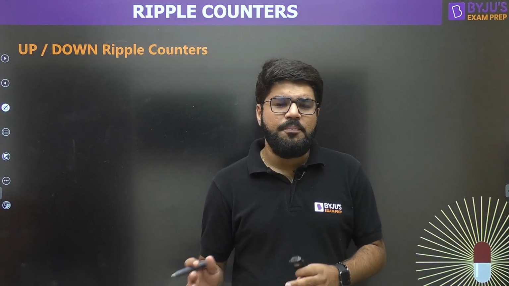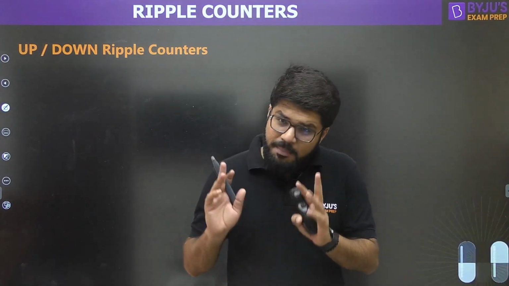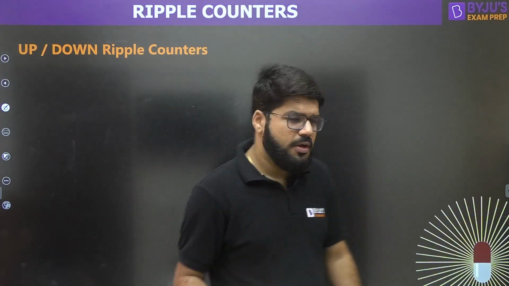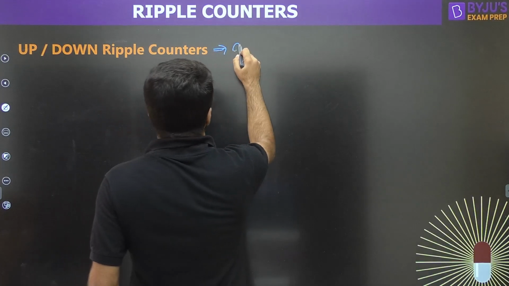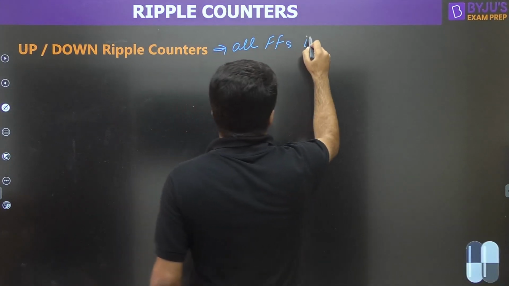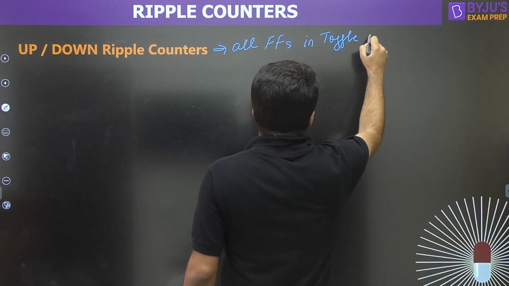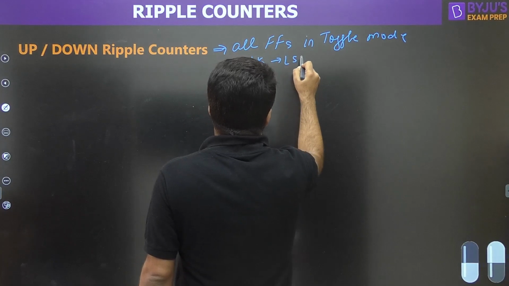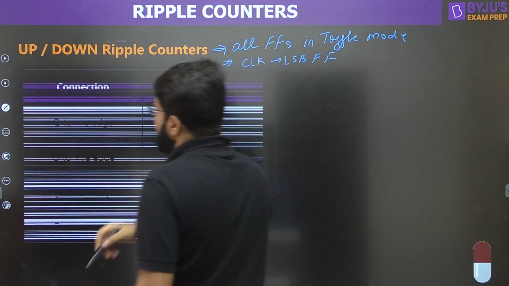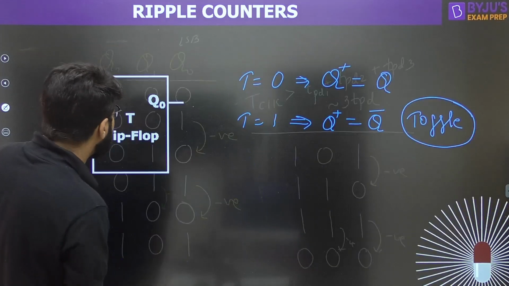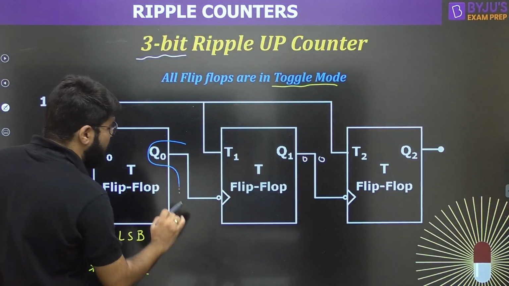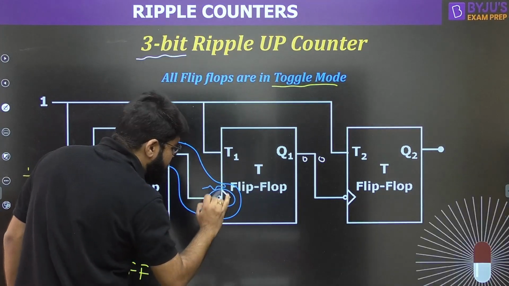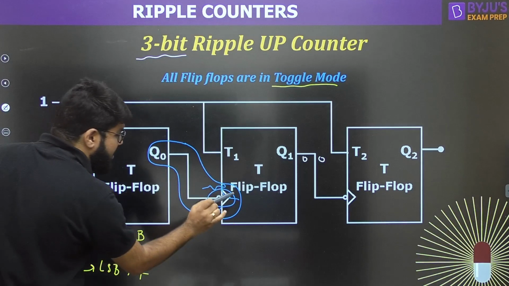How do you identify an up or down ripple counter? Remember, for a ripple counter, the clock should be given to the LSB flip-flop and all flip-flops are in toggle mode. That is important. All flip-flops must be in toggle mode. And one more thing, the clock is connected to the LSB flip-flop, and after that you just have to see that, as in the previous case, the Q output of every flip-flop is connected to the clock input. What type of clock? This is a negative edge triggered clock. So the connection is Q to negative edge triggered.